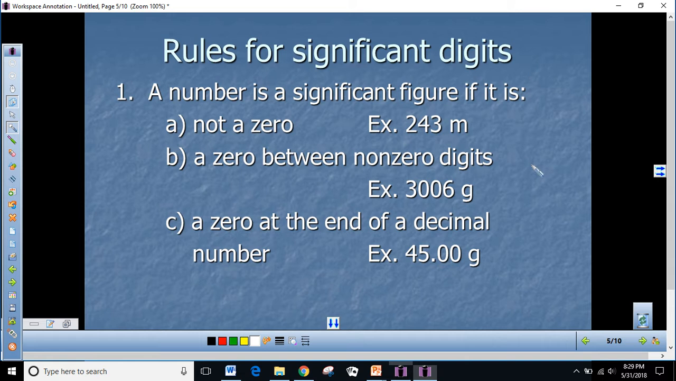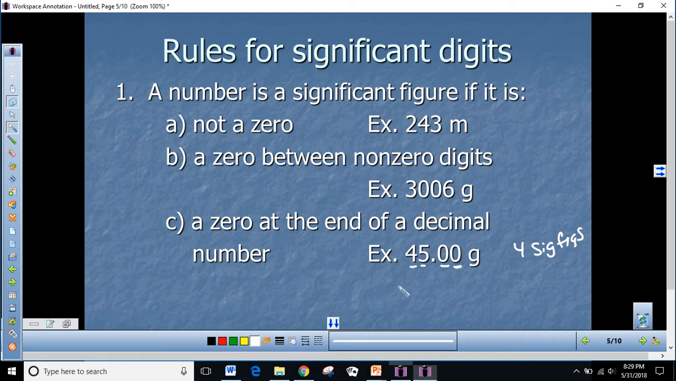A 0 at the end of a decimal number is also significant. So it's got to be after a decimal and it's got to be a 0. These two are significant because of rule A. And this one's on the very end, so it is too, and this one is also getting sandwiched between other significant digits. Really these are still zeros going on after, so this would have 4 sig figs.